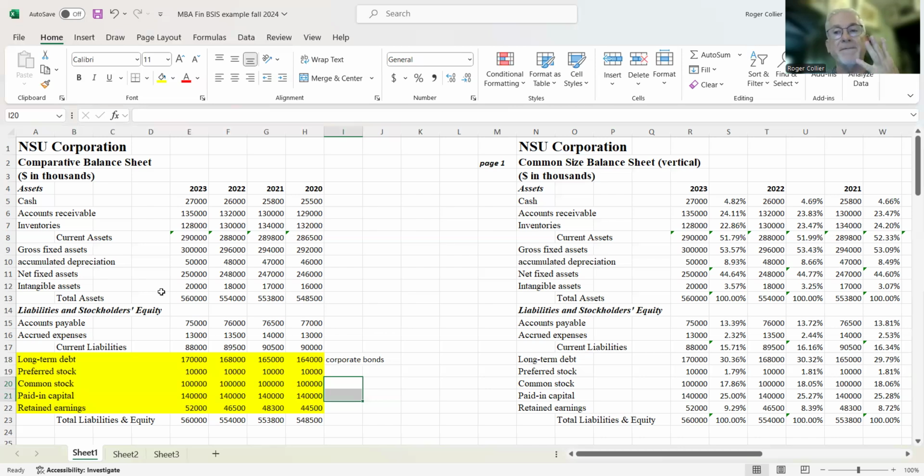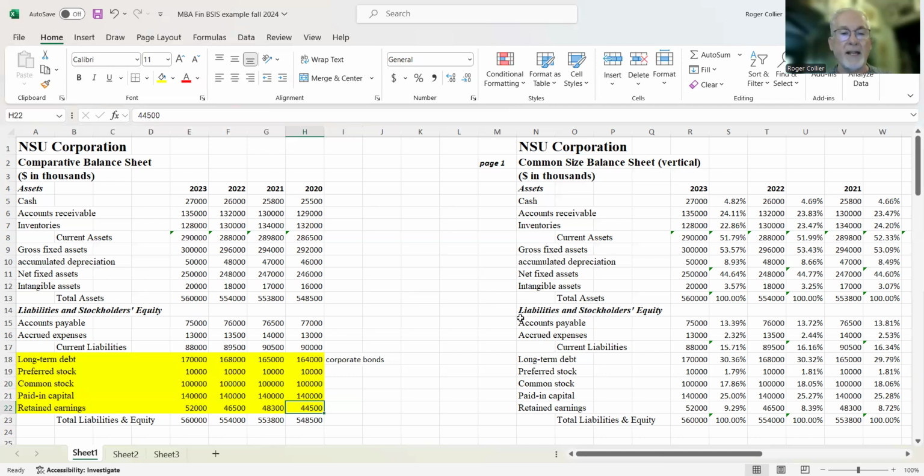But there are only 4 sources of capital: corporate bonds, preferred stock, common stock and paid-in capital. Remember, those are 2 parts of the same thing, and retained earnings. 5 accounts, but only 4 sources, because common stock and paid-in capital are 2 parts of the same thing.